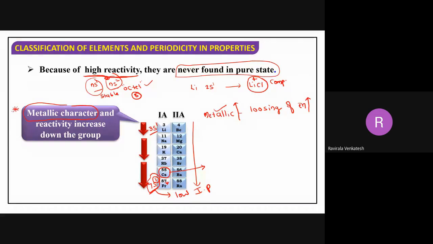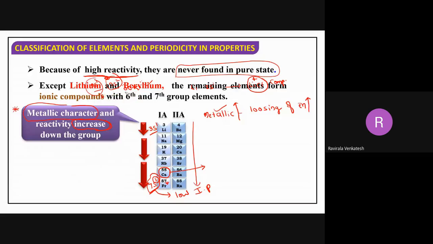Metallic character, generally in any group, not only in this group, not only in s-block elements, in any block if you observe, top to bottom, from the second period to the last period, it will always increase, because they lose electrons readily. So here in this slide, what I explained is that metallic character generally increases down the group. We move to the next slide.